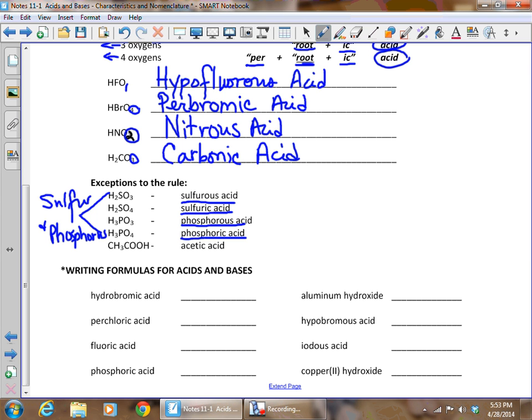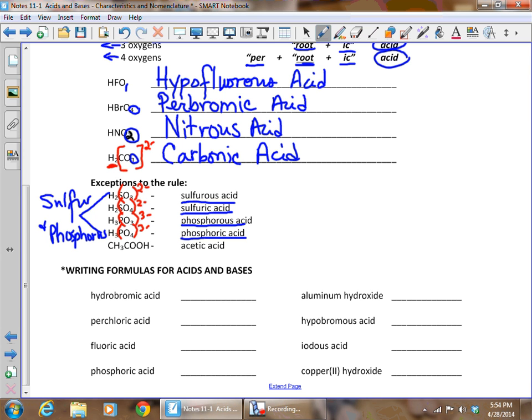Notice also that there are different numbers of hydrogens. We saw it first up here with the carbonate polyatomic ion. Remember, carbonate's a 2 negative, which is why it needs 2 hydrogens. Both sulfite and sulfate are 2 negative ions, which is why they need 2 hydrogens. Phosphite and phosphate are our only 3 negative ions, which is why they need 3 hydrogens. So we have to keep that in mind.